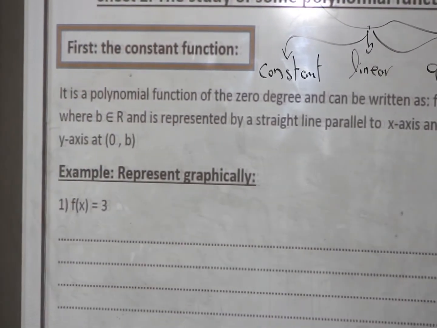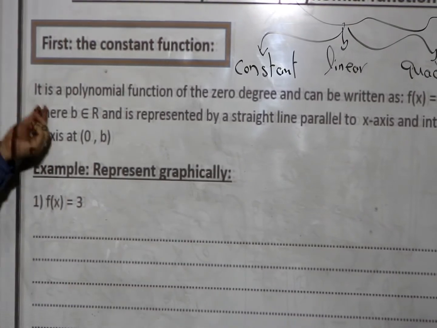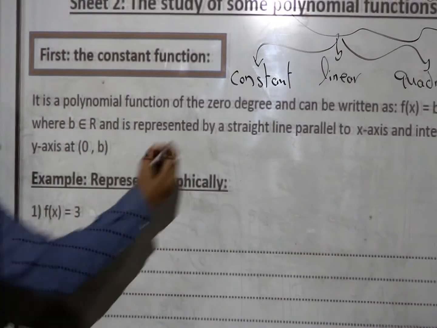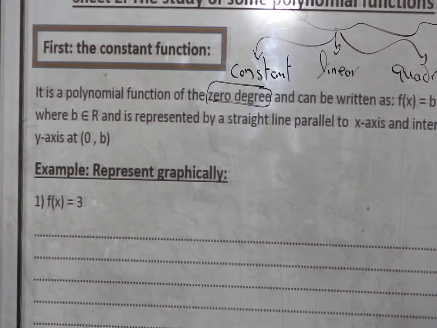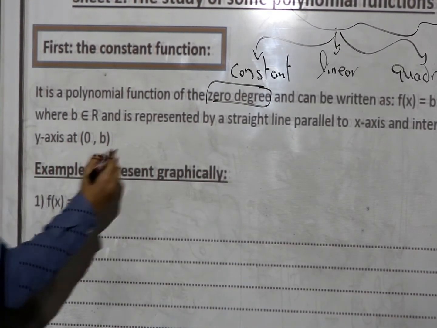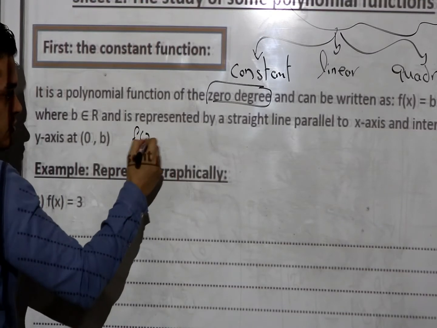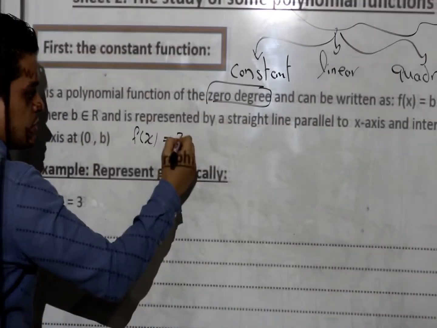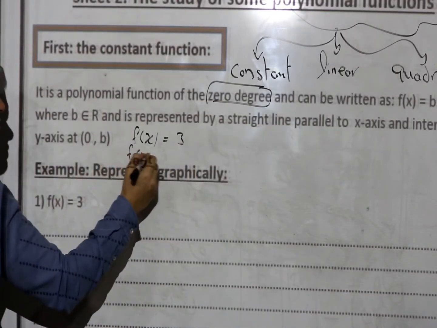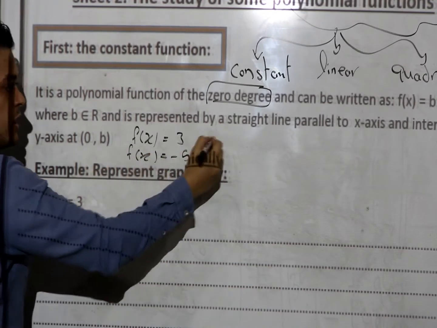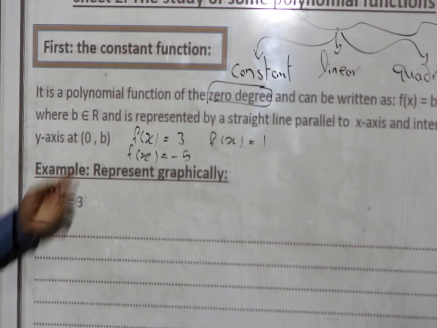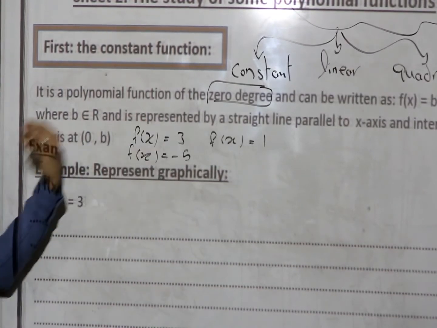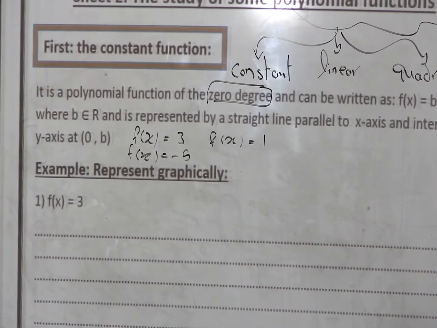Number 1, what about the constant function? The constant function is a polynomial function of what? Of 0 degree. What is the meaning of 0 degree? 0 degree means we have no letters like that. F of x equals any number. F of x equals -5. F of x equals 1. So the function equals any number. It's called the constant function.